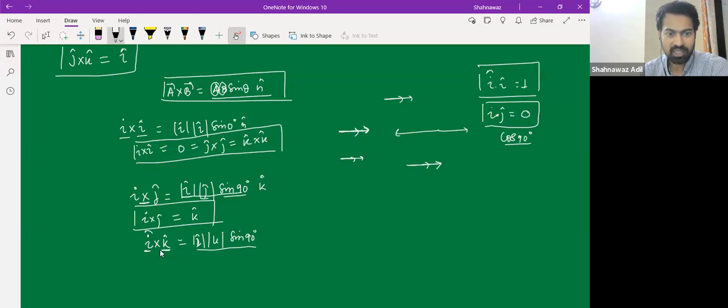And then this part is the magnitude part. But what would be the direction? I cross K, what would be the direction? So if you have this is I, and this is K, so you are going. Okay, you guys tell me what would be the direction of I cross K? J cap.